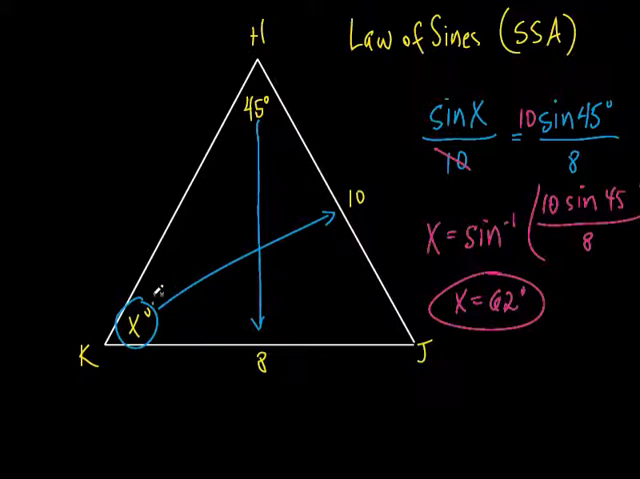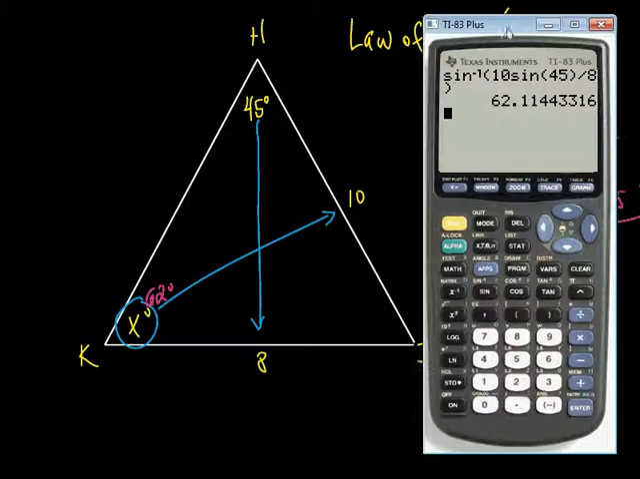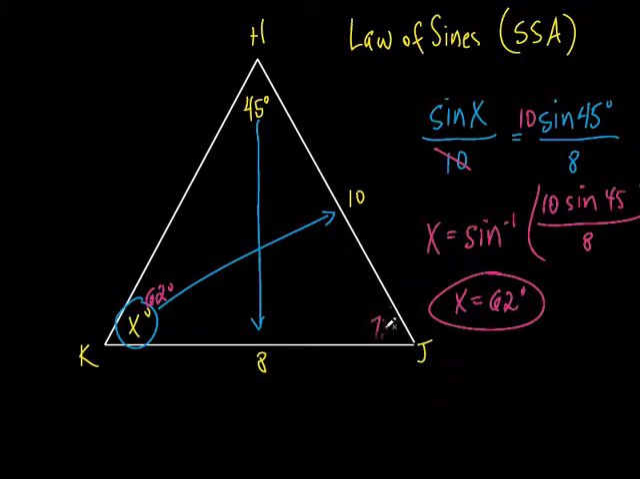So watch, if this is 62 degrees, what's the next easiest thing to solve for here? Angle J, and how do we do that? Subtract it from 180, right? So let's do the same thing. So it's 180, we did this earlier, minus 62, minus, what was that angle? Oh, 45, right, 45. Did I do that right? Yep. That's 73. So this angle right here is 73 degrees.